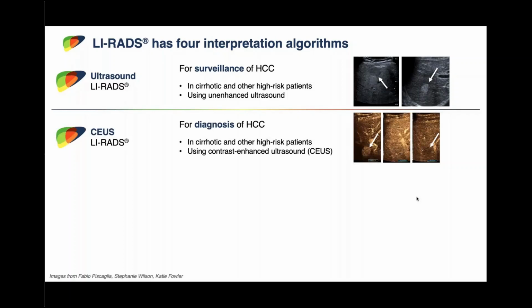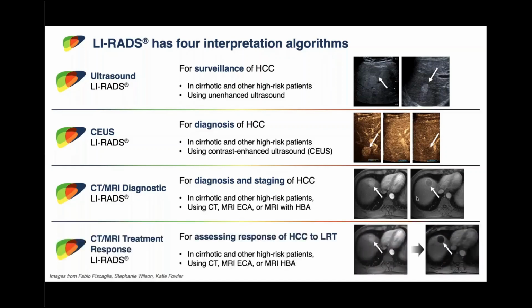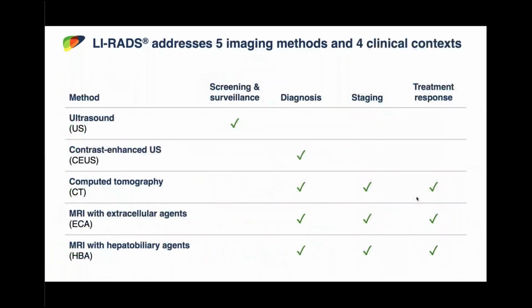Now, LI-RADS has 4 interpretation algorithms: ultrasound for surveillance of hepatocellular carcinoma, contrast-enhanced ultrasound for diagnosis of hepatocellular carcinoma. It has an interpretation algorithm for CT and MRI diagnosis, and this applies for diagnosis and staging of this malignancy. And LI-RADS also has a treatment response algorithm for CT and MRI, which currently applies for the assessment of response to local regional therapy. So 4 separate interpretation algorithms.